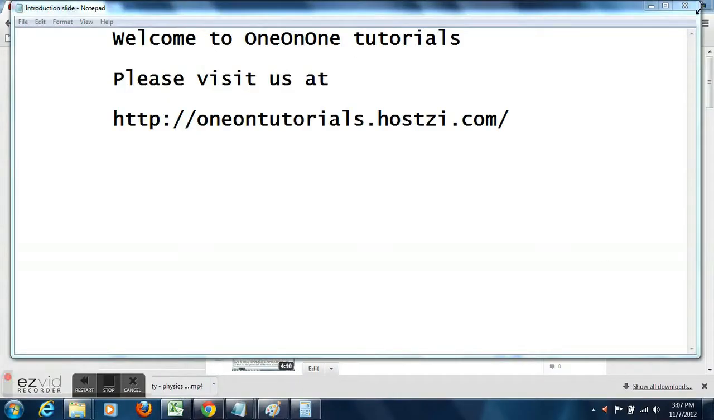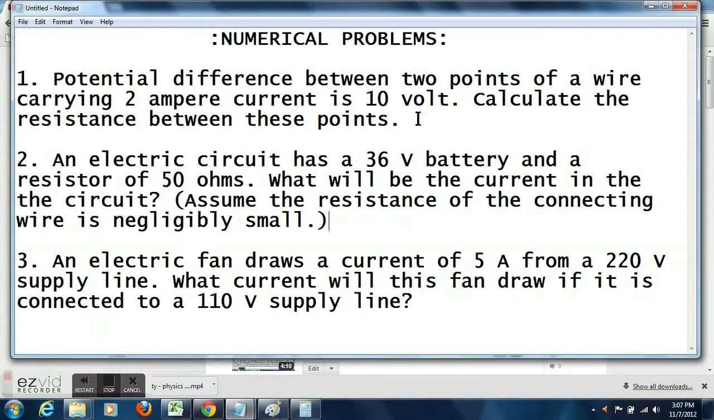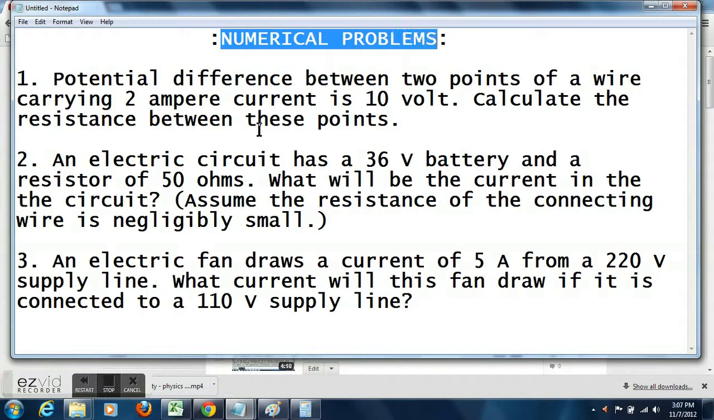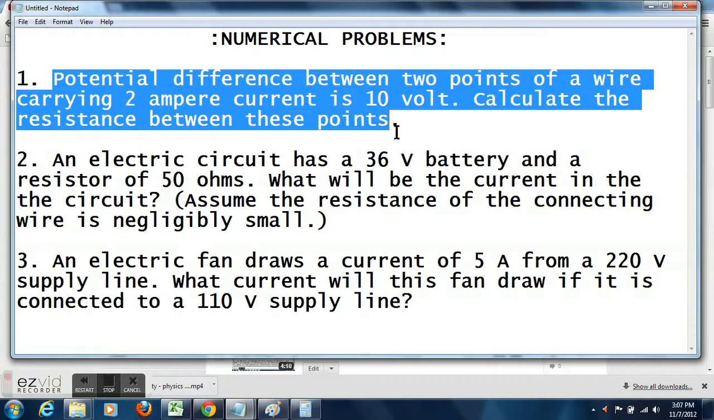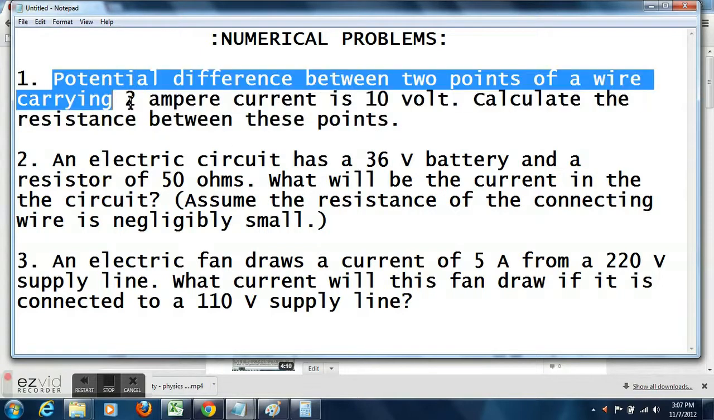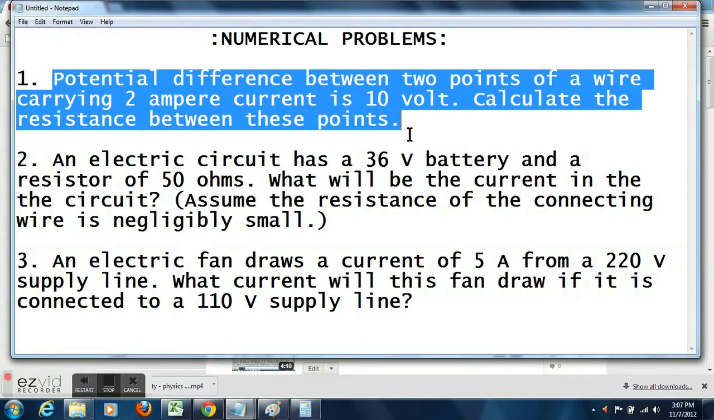Welcome to the next tutorial on electricity. Here I will be discussing a few numerical problems. Now here I have given three numerical problems on electric current flow, that is based on Ohm's law.